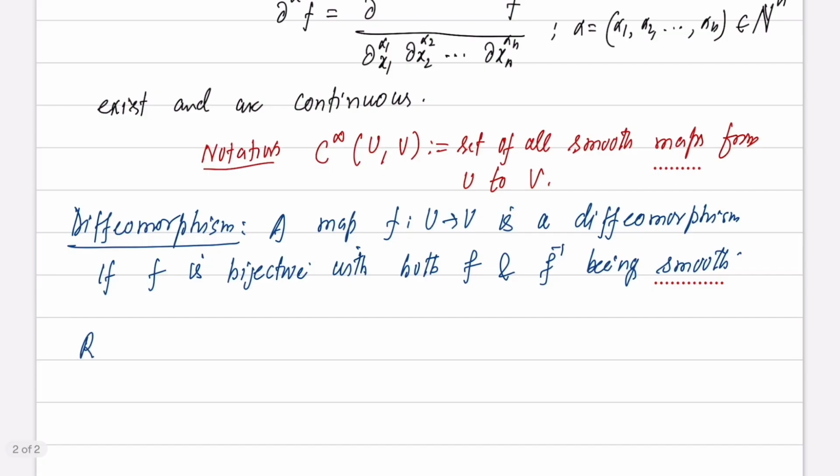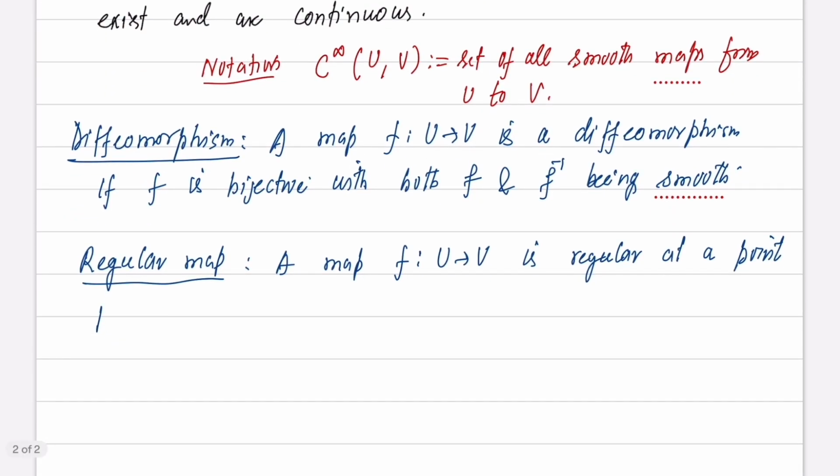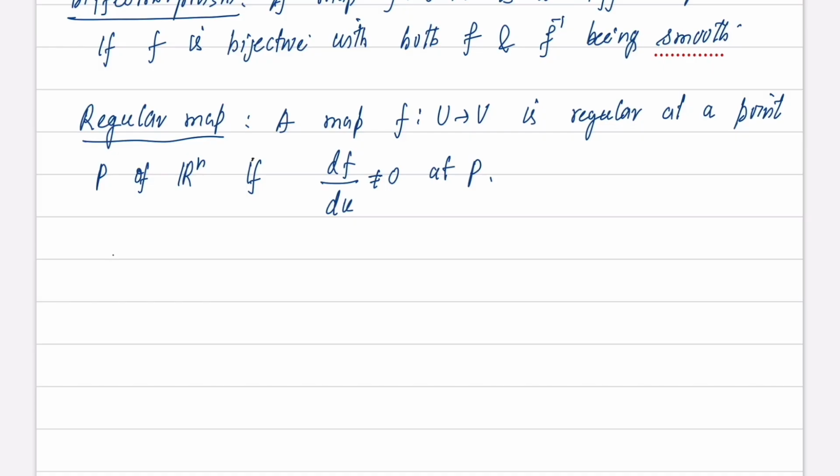Now let's take up one more definition, when we call a map regular. A map f from U into V is regular at a point, say P of Rn, if the derivative of f is not equal to 0, that is, df by du, where u is the variable, is not equal to 0 at P. Now let's take up the notation for a curve, and we will begin with a curve which is a plane curve, or it may be a space curve. A curve will always be denoted with the notation r equal to r of t.